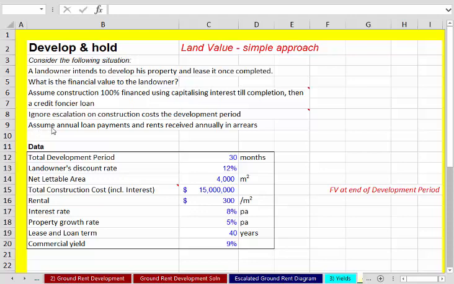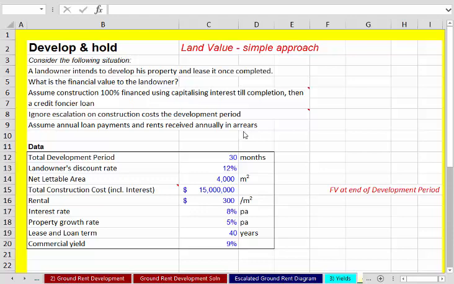Lastly, we're going to assume annual loan payments and rents are received annually in arrears. Again, that's a simplification to make our calculations a little bit simpler here. In a real situation, you may want to work it out annually in arrears, and then using present value functions or payment functions or what have you, take those annual cash flows and then work out what they look like in monthly or even weekly terms.